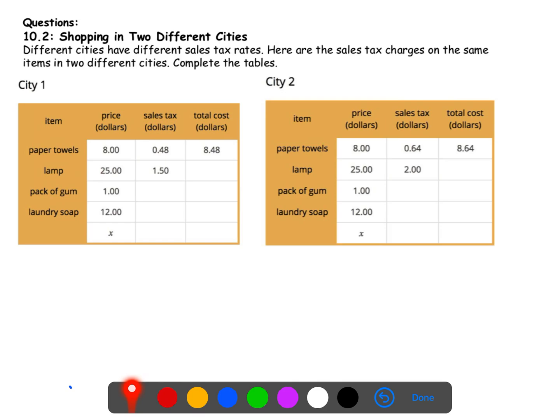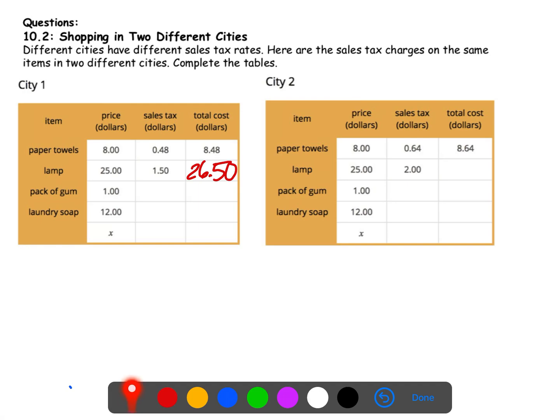The more dollars we spend on an item, the more we're going to pay in tax. So this is a higher tax on this $25 lamp because it costs more than the $8 paper towels, but we would still add them together to get our total. So we'd pay the $25 and the $1.50 in tax and pay a total of $26.50. Now, for the next two items, it doesn't tell us what the sales tax is, but again, it's going to be the same tax rate, the same percentage as the first two examples. We just have to figure out what that is.